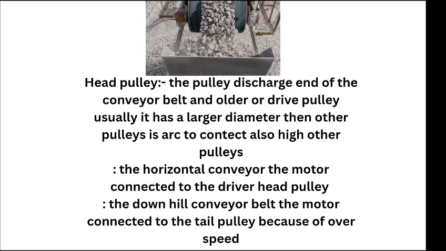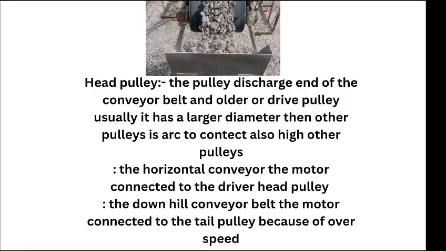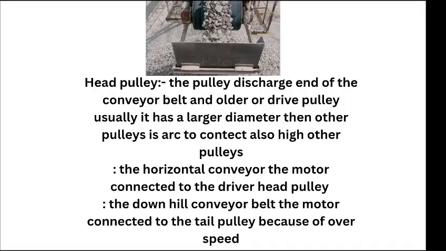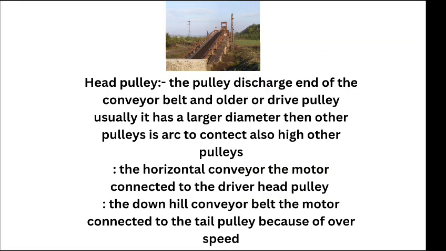Head pulley: the head pulley is the discharge end of the conveyor belt, and a drive pulley, usually it has a larger diameter than the other pulleys. Its arc of contact also aids the other pulleys. In a horizontal conveyor, the motor is connected to the drive head pulley. In a downward conveyor belt, the motor is connected to the tail pulley because of overspeed.